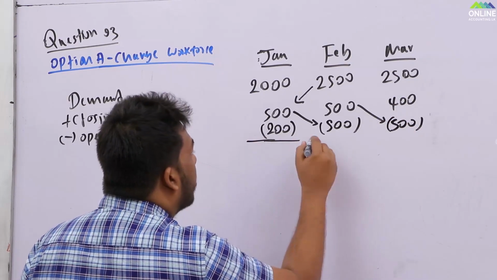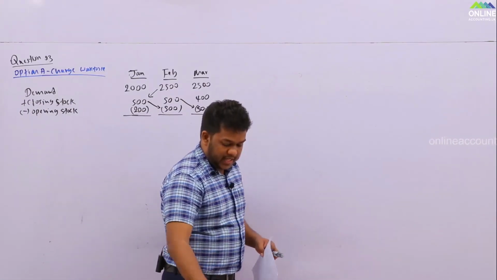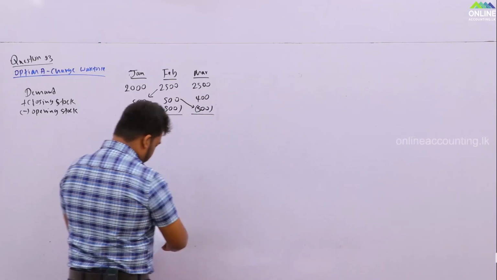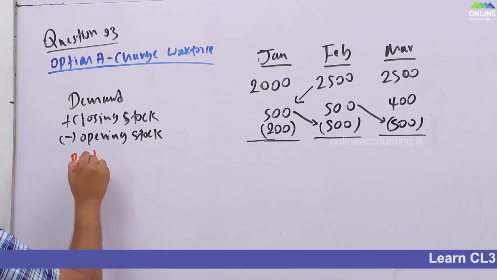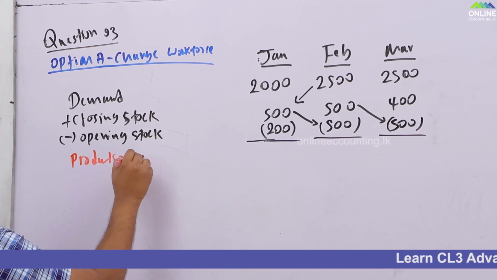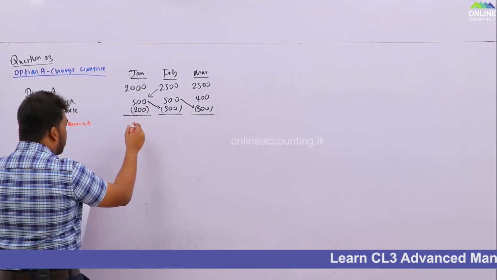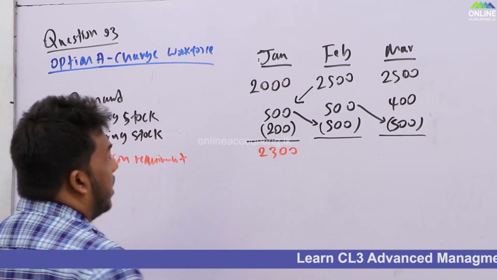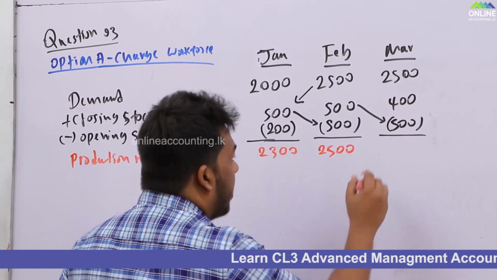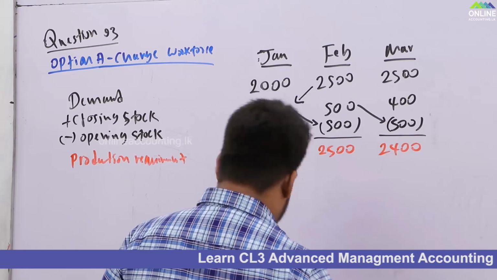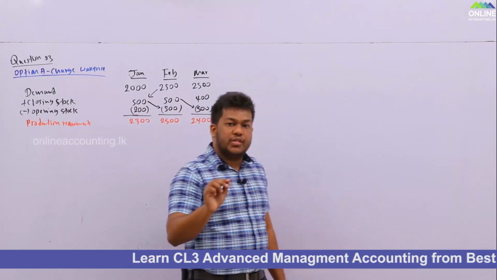So how much you have to produce? The production requirement is, this is 2300, this is again 2500, and here 2400. Now you know the exact number of units that you need to produce.